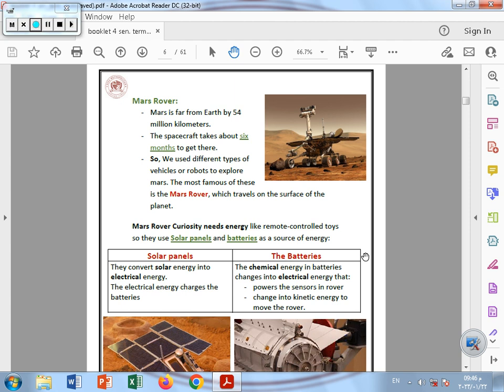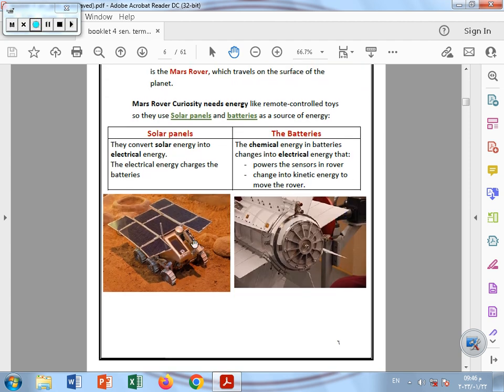The solar panels on the Mars rover are like plates on the top of the device. They collect the sunlight, so they can convert the light energy, or solar energy, that comes from the sun into electrical energy. This electrical energy can charge the batteries inside the rover. The batteries contain chemical energy. The chemical energy inside the batteries changes into electric energy that can operate the rover and power the sensors, so they can detect any sound and take pictures on the surface of Mars. It also changes the electrical energy into kinetic energy, so the rover can move from one place to another.